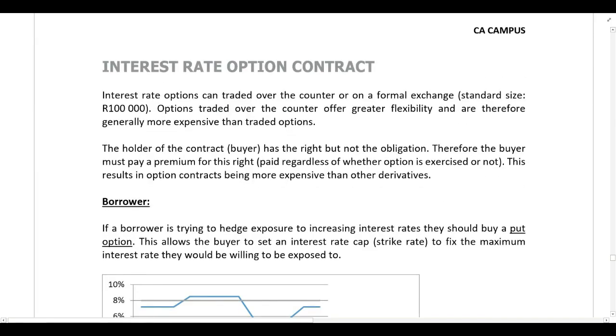We then need to look at an interest rate option contract. And please remember, options contracts can either be traded over the counter or on a formalized exchange. So obviously, if they are traded over the counter, you can customize the option contract to meet your exact requirements. So because of this additional flexibility, where they are traded over the counter, they are generally more expensive than options that are traded on a formalized exchange. And then please remember, if they are traded on a formalized exchange, we are going to have standard contract sizes, and the standard size is 100,000 Rand.